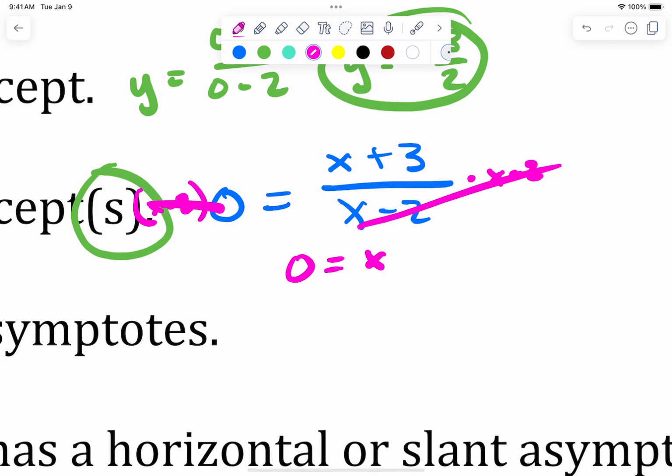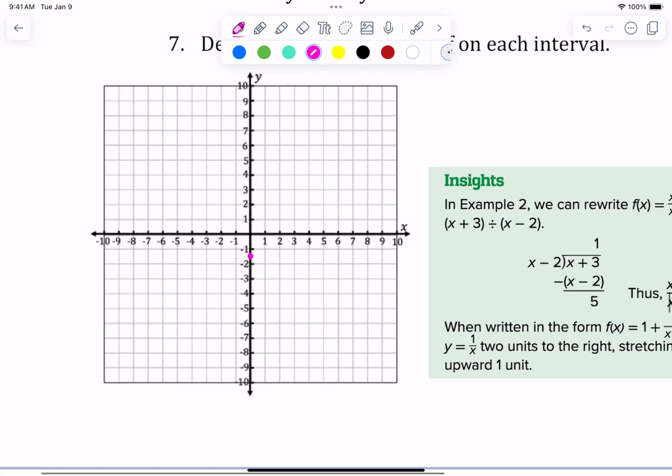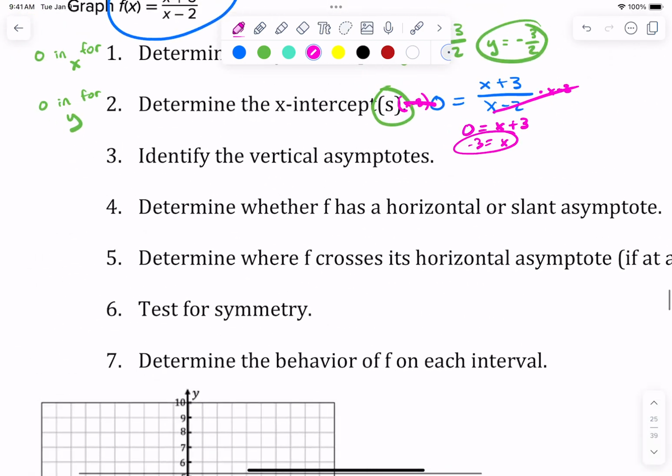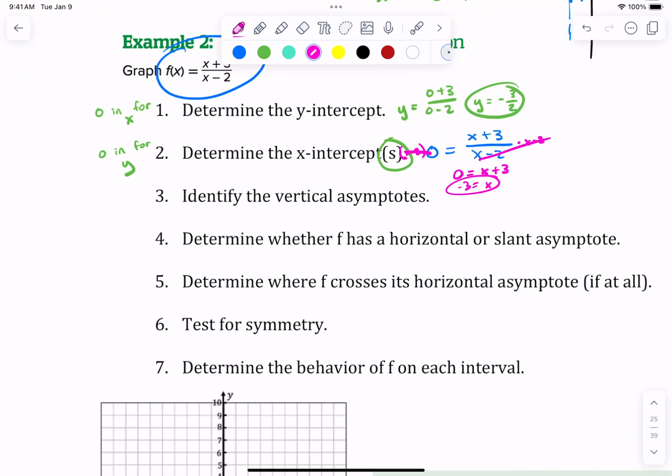0 equals x plus 3, and x equals negative 3. Negative 3, that's my x-intercept. So I'm going to go to negative 3 and put a dot right there. So I have my x-intercept and my y-intercept. Are you writing this down? You should be.